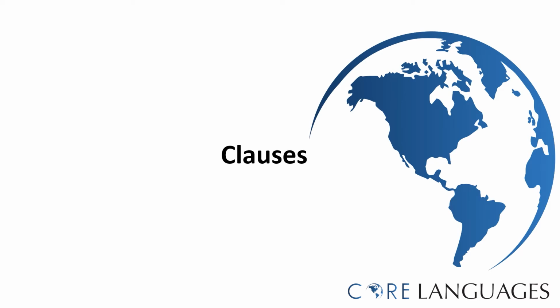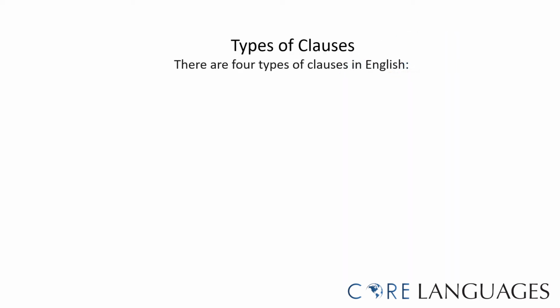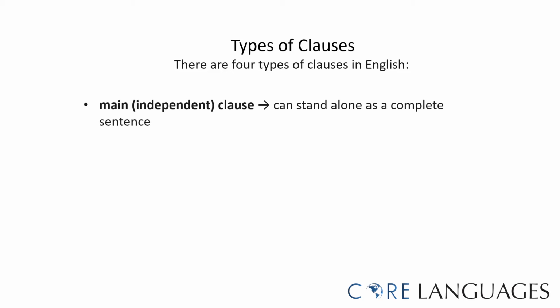Clauses. There are four types of clauses in the English language. A main clause or an independent clause is a clause that can stand alone as a complete sentence. For example, Ben is talking to a friend. Ben is the subject of the sentence, is talking is the verb, and to a friend is the predicate. This sentence makes perfect sense by itself.